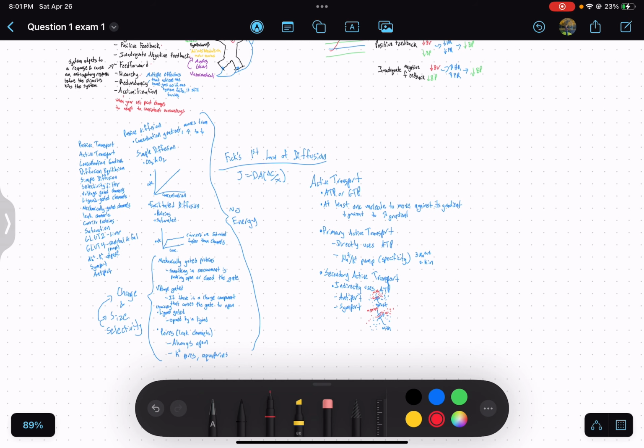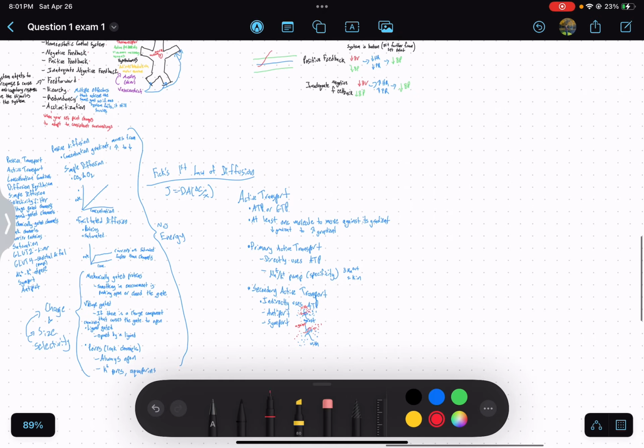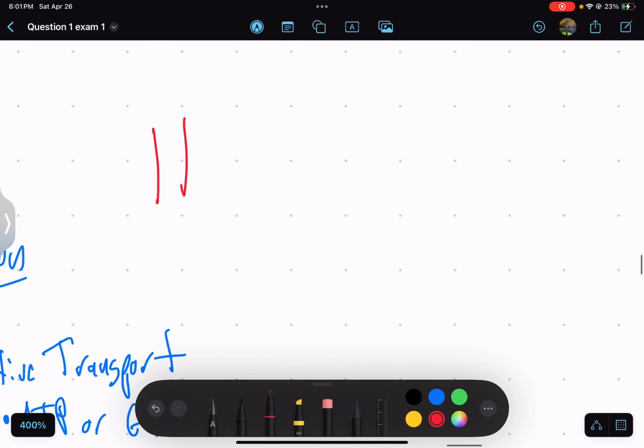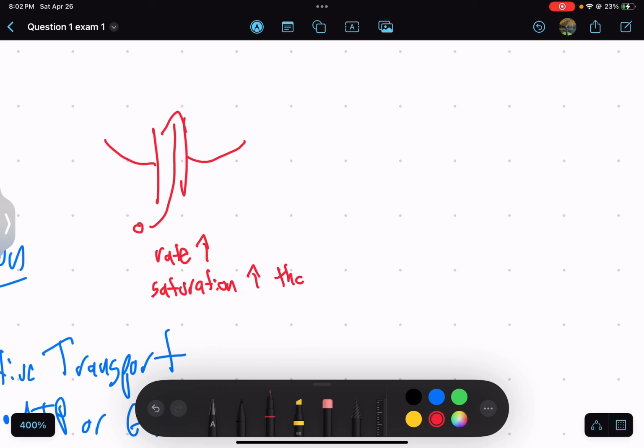And next we're going to talk a little bit about a channel versus a carrier. A channel is going to be open, allowing the solutes to pass through. And the rate is going to be much higher. And the saturation, meaning, like I said earlier, the rate at which something can move through before becoming too concentrated, decreasing the rate, is going to be higher than a carrier.